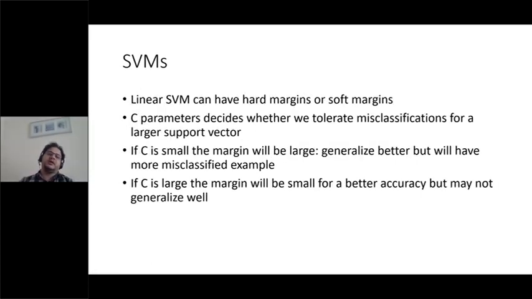So this is just to make things clearer. Linear SVM can have hard and soft margin. The C parameter decides whether we tolerate misclassifications for large support vectors. If C is small, the margin will be large and generalize better, but we'll have more misclassified examples. If C is large, the margin will be small for better accuracy, but may not generalize well.